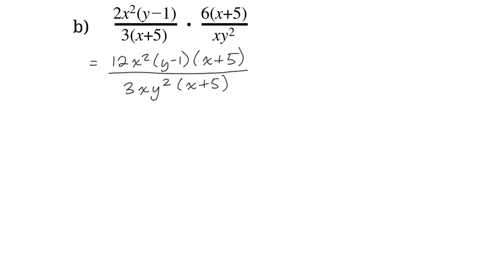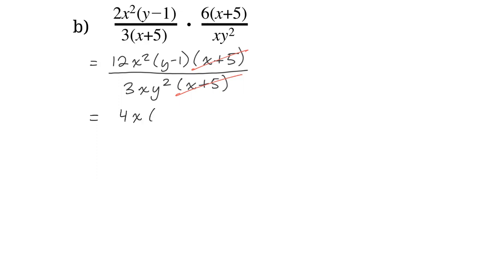Now we need to cancel out any common factors within the numerator and denominator, and we have an x plus 5 in both, so we can cross that out. And we're going to go step by step looking at our numbers and our common variables. So 12 over 3, that just turns into 4.